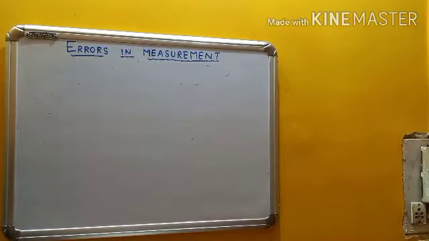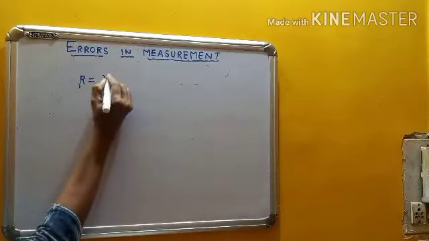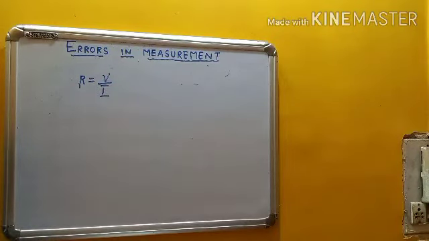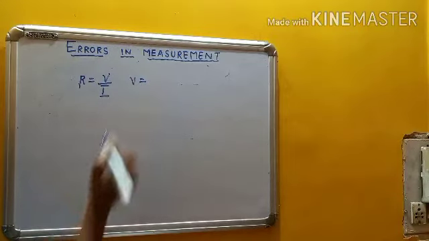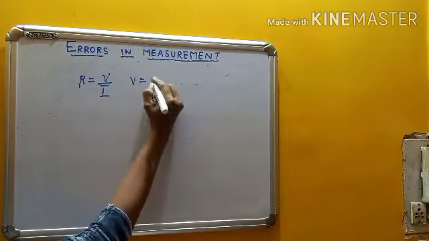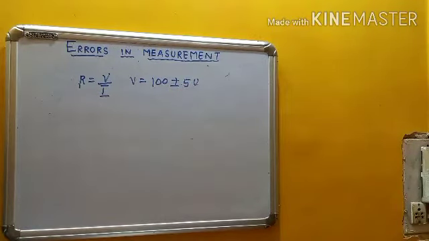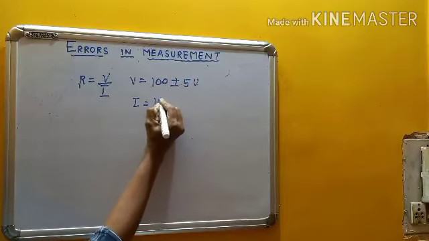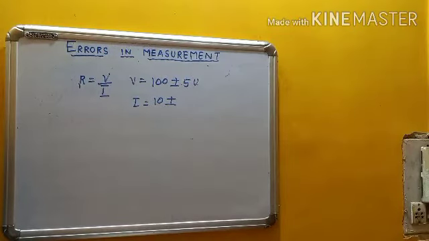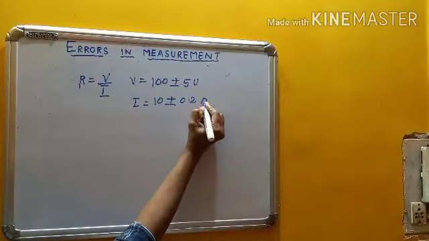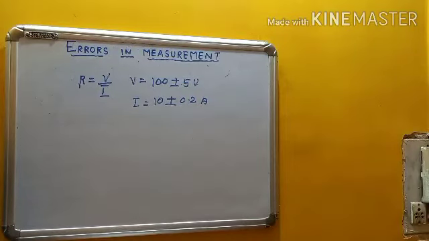Now coming to the next question, what is given? The resistance formula is given, R is equal to V divided by I, for a metallic conductor. What is the voltage given? V is given as 100 plus or minus 5 volt. And the current I is given as 10 plus or minus 0.2 ampere. The question is, find the percentage error in R.